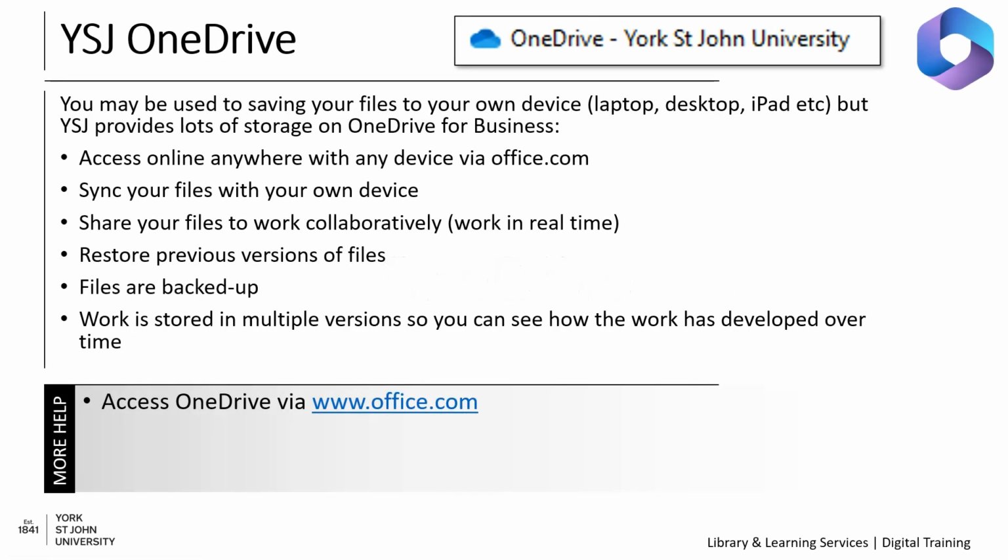OneDrive is where you should store all of your files. It's going to give you access anywhere with lots of different devices. You can sync the files to your own device. You can share your files to work collaboratively and simultaneously. You can get back to previous versions of files, and everything is backed up in the cloud and secured by your York St John login. The multiple versions of files means you can see how your work has developed over time and go back to previous versions if you need to.